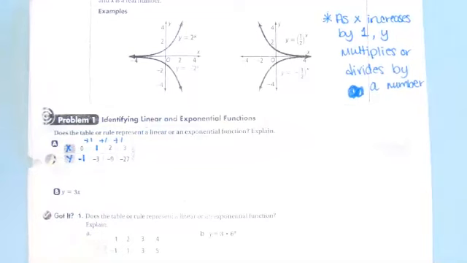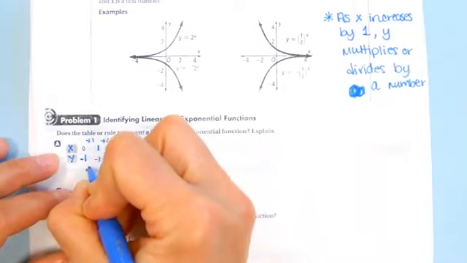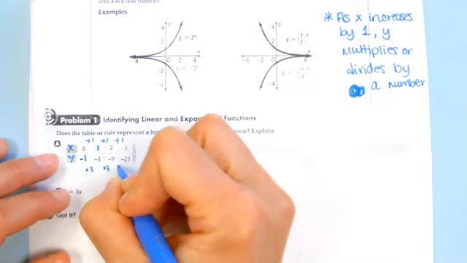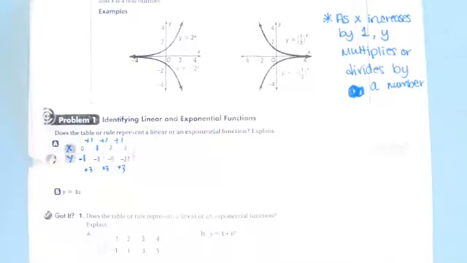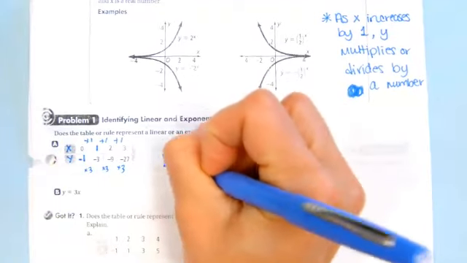Now the bottom, we go from -1 to -3 to -9 to -27. Is that adding by something, subtracting by something, multiplying, or dividing? Alvin, go ahead. By what? It is. This is multiplying by 3 every single time. So since it's multiplying by 3 every single time, we know that this is exponential.